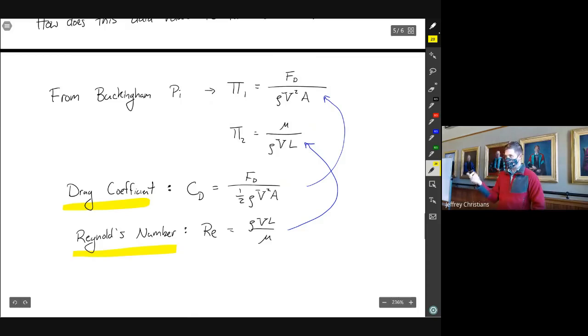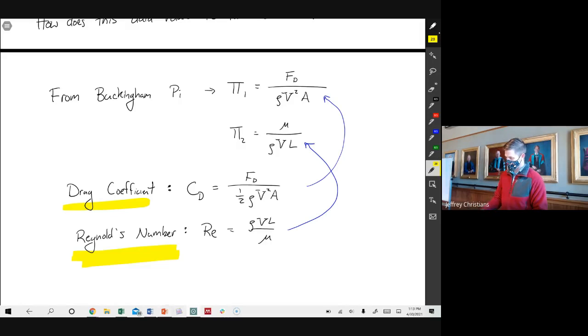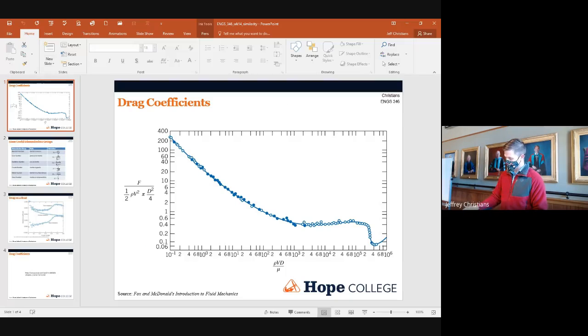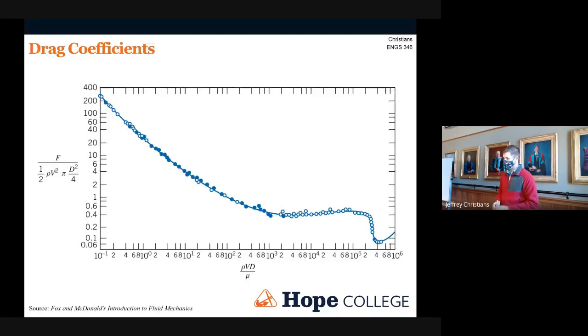So the key insight that we can make through arguments of what we call similarity is that if we have the same shape and the same basic flow, if we match Reynolds numbers, then we match drag coefficients. Just to see how that would look visually, this was the drag on a sphere, if you remember. So this is experimental data from a couple different experiments.